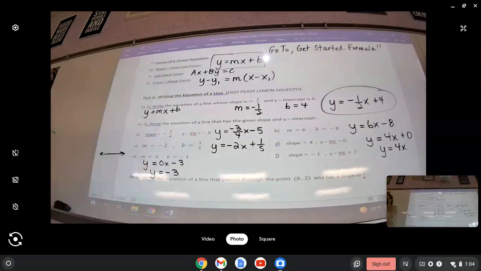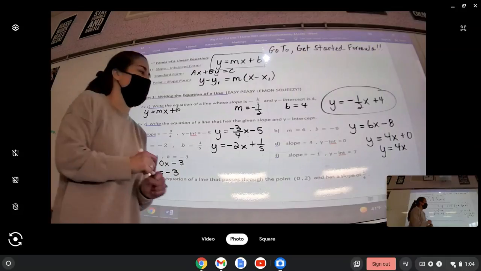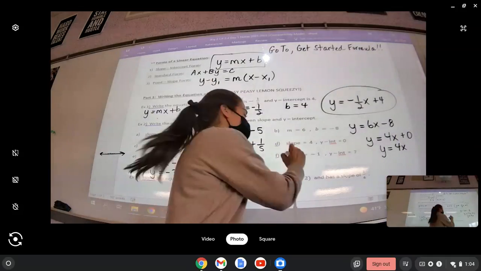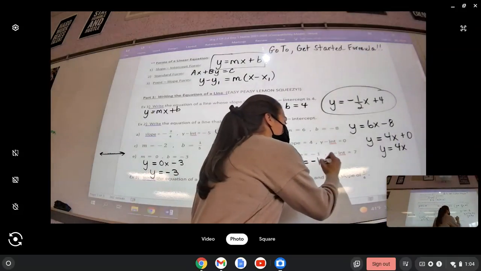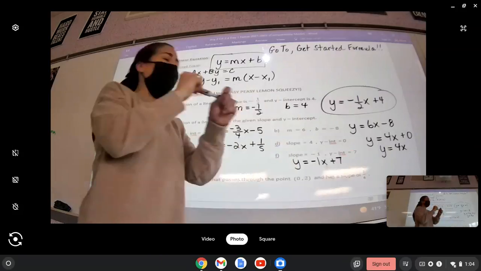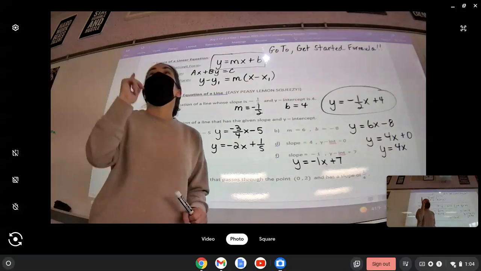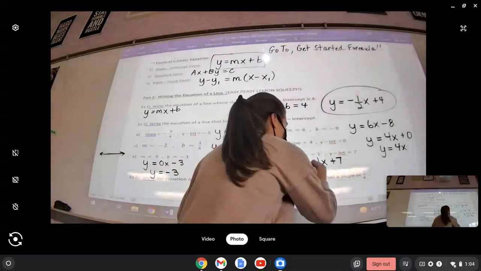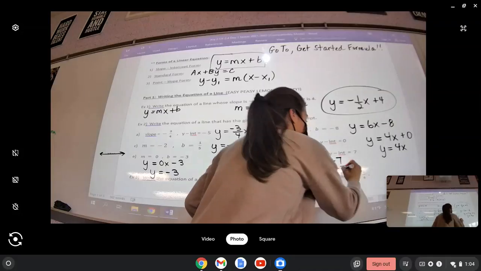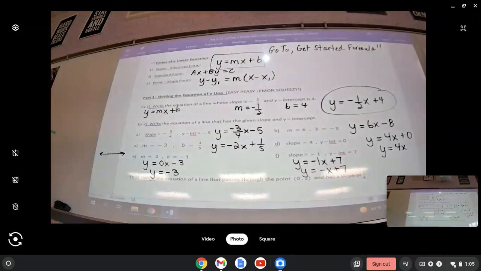All right, and then last, what if your slope was negative 1 and your y-intercept was 7? What would that equation look like? Negative 1x plus 7. However, a lot of times in math, they won't write a 1. It's assumed. So really, the better answer would be just what? Negative x plus 7. That's what we should really be looking to put, okay?